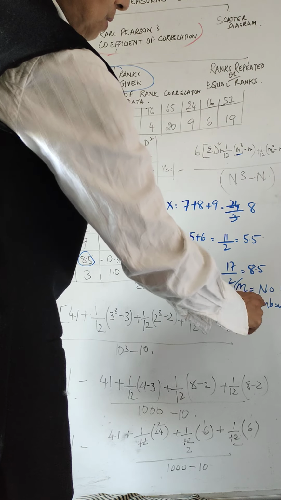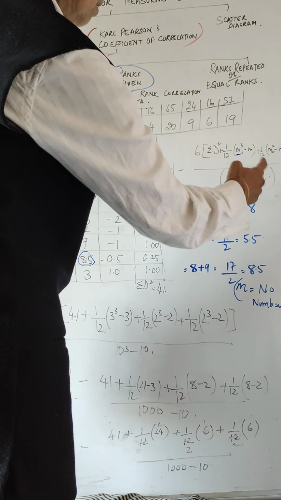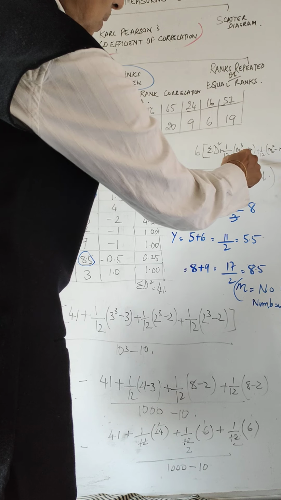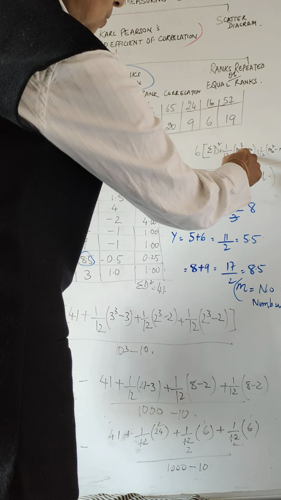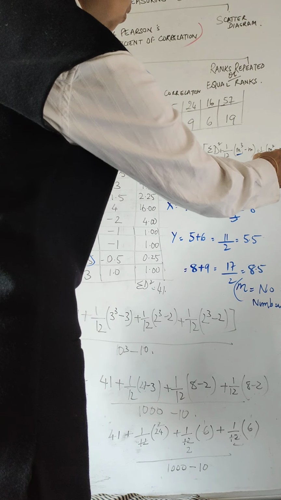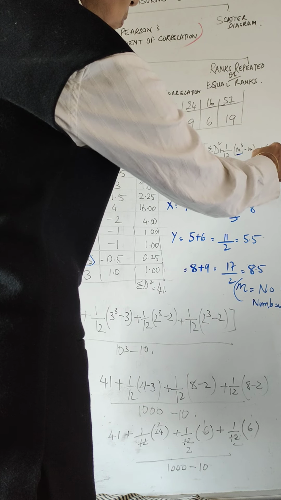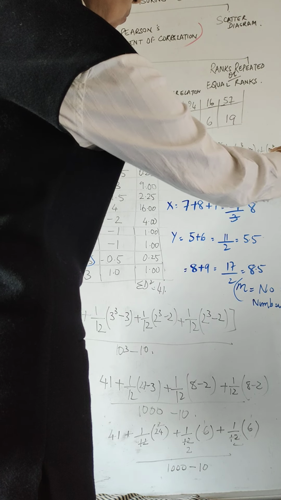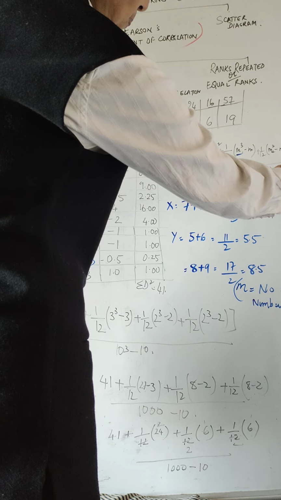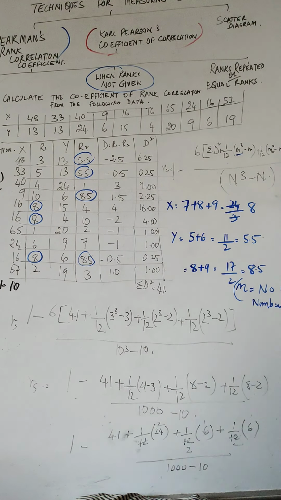The number of times the numbers or the ranks are repeated. Suppose it's repeated 3 times, then it will be 3 cube minus 3. If it is repeated 2 times, then it will be m square minus m, that means 2 square minus 2. This is how it goes on. Alright, so with that, let me just tell you once again.